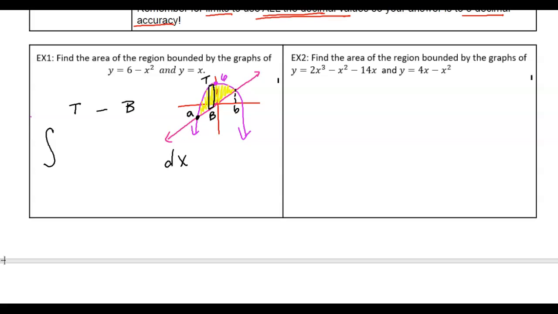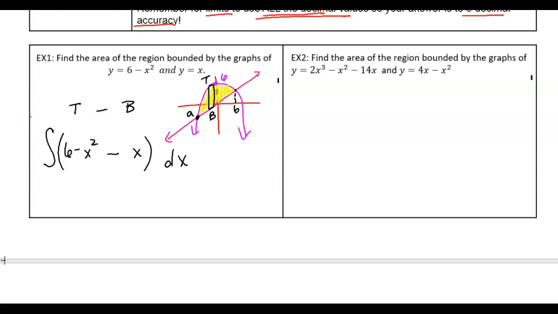So my top function is 6 minus x squared, minus my bottom function, x. If this was more than one term, obviously I would use parentheses. Now, because of the notation, I don't really need a parenthesis here. If it bothers you, you can draw one in, but this notation is understood that all of those terms are together. Okay? So I do need to find my limits.